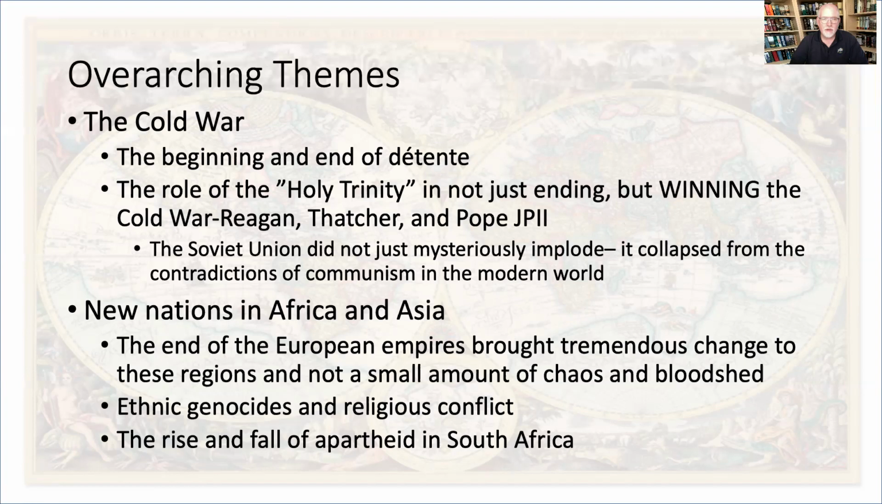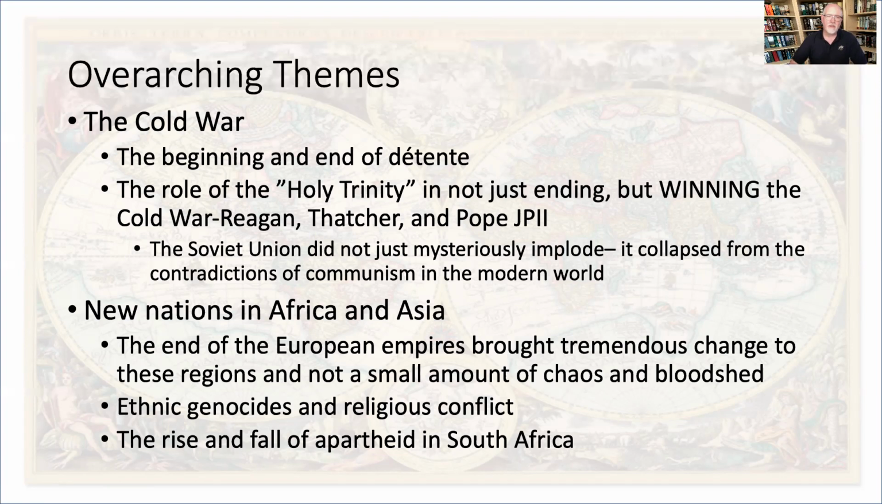There were, of course, many new nations in Africa. The end of the European empires brought tremendous change and not a small amount of chaos and bloodshed as ethnic genocides and religious conflicts raged across Africa, Asia, some sections of Latin America. And of course, Latin America had been decolonized much earlier, so they were a little more immune to the colonization conflicts going on in Africa and Asia.